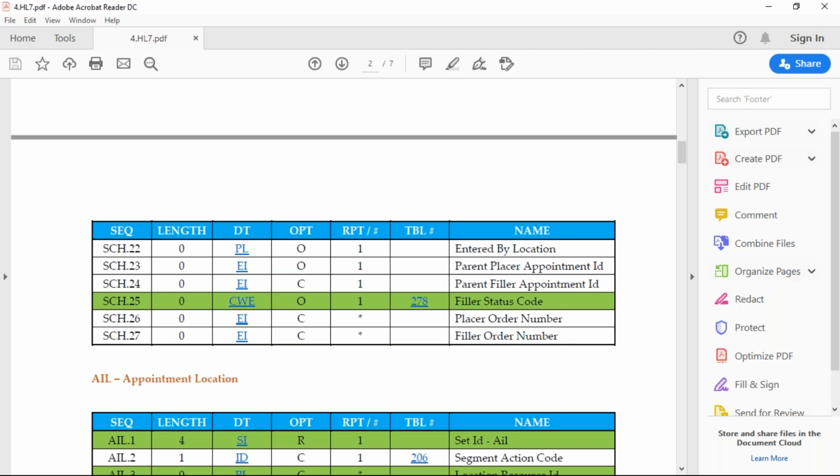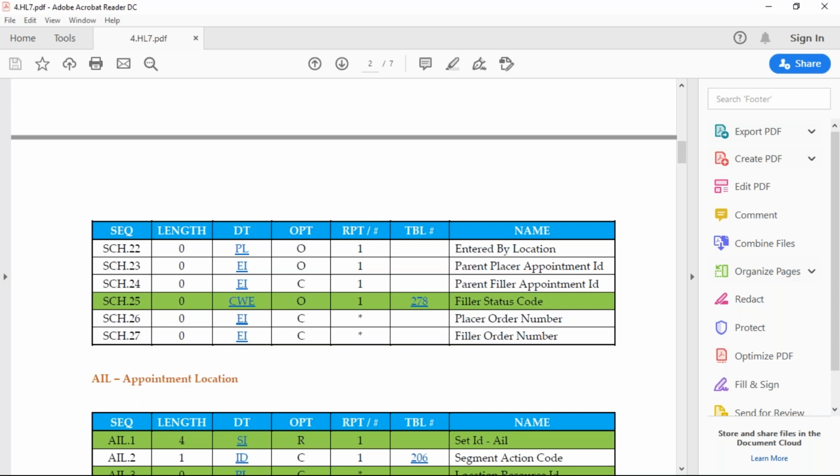Then let us say the day of the appointment has arrived and the patient has walked into the hospital. At that point, the receptionist will acknowledge the appointment, indicating that the patient is already in the hospital and waiting to meet the doctor. When the receptionist acknowledges the appointment, usually SCH25 will be sent as waitlist, started, acknowledged, or checked in. Any one of these terms will be sent in SCH25.